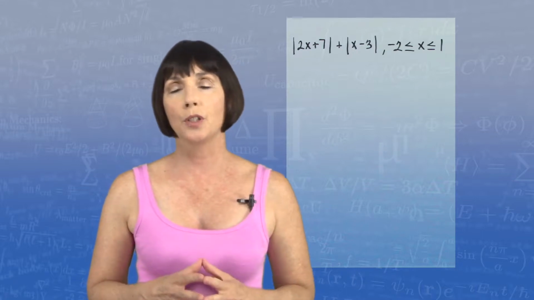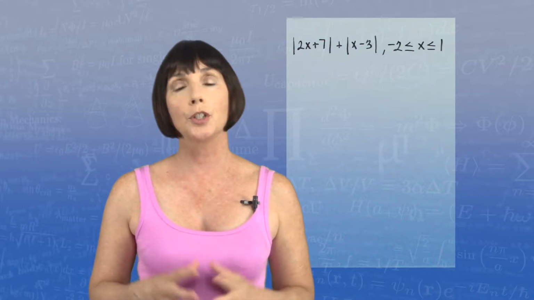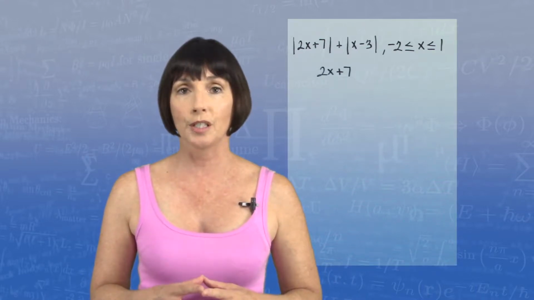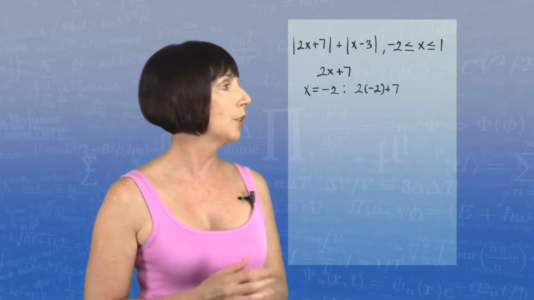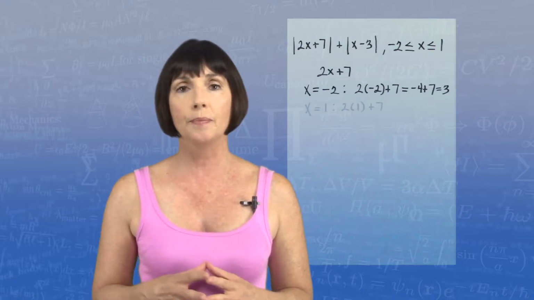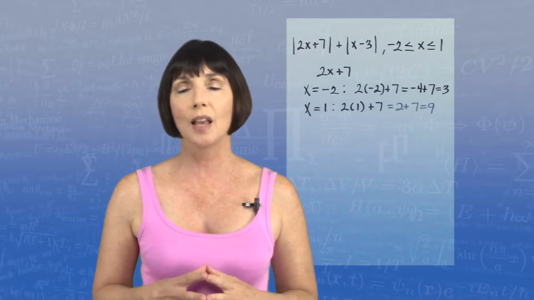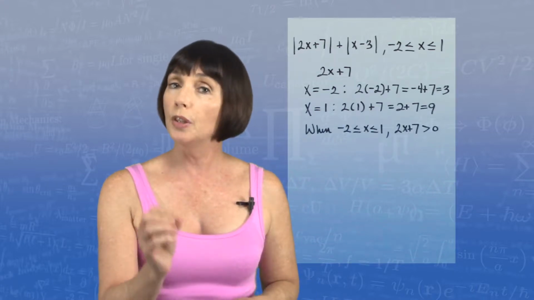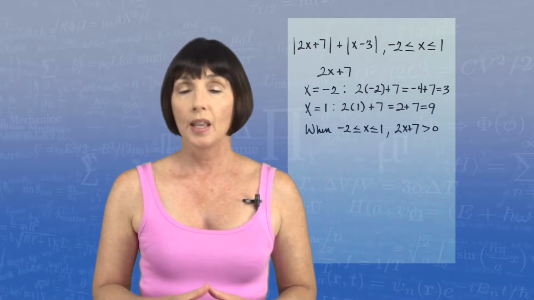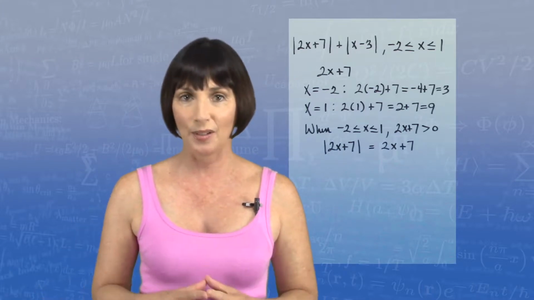All right, so for each of those expressions within the range of the variable, we have to determine if the expression is positive or negative. So let's look at 2x plus 7 first. When x is equal to negative 2, we get 2 times negative 2 plus 7. Negative 4 plus 7, that's 3. When x is equal to 1, we get 2 times 1 plus 7, that's 2 plus 7, which is 9. So within the range of the variable, 2x plus 7 is greater than 0. Therefore, the absolute value of 2x plus 7 is just 2x plus 7.